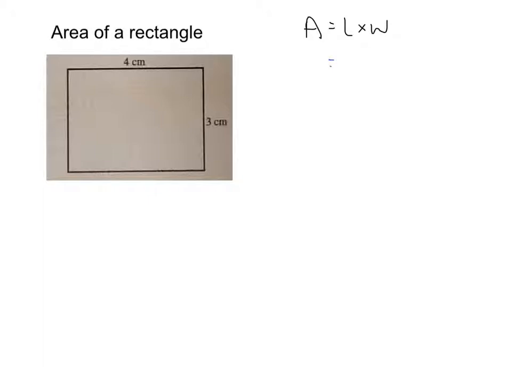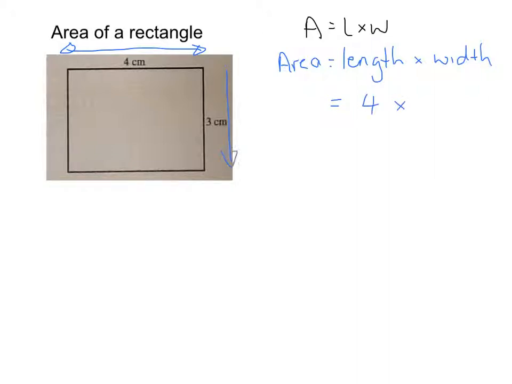So it's area of a rectangle is equal to length multiplied by width. So in our instance here, we have to identify which is going to be our length and which is going to be our width. So I can call the long part up the top here a length of 4 centimetres. So in our case, the area will be equal to 4 multiplied by, and the width we'll call the 3 centimetres.